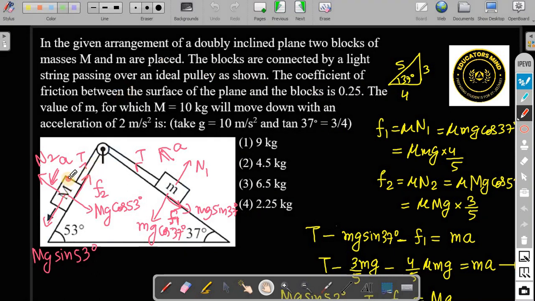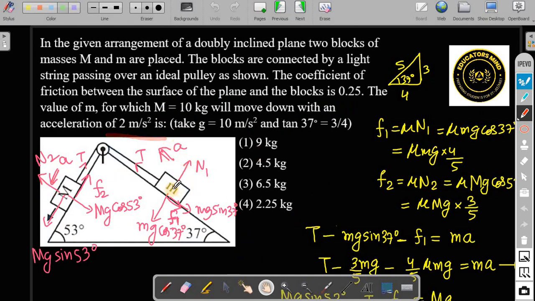Here the next question is that there is a block capital M and small m connected by a string, right? The angles of inclination are given, and they are asking what will be the value of this small mass if they are accelerating with a given acceleration.